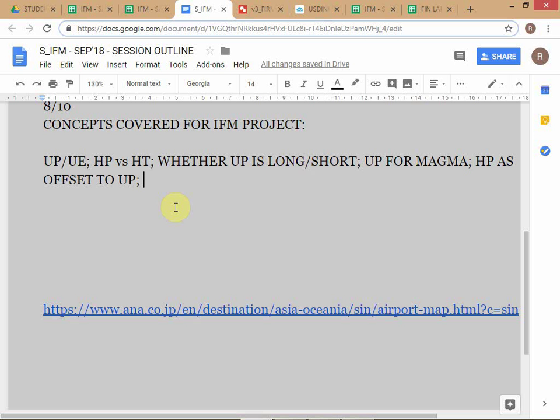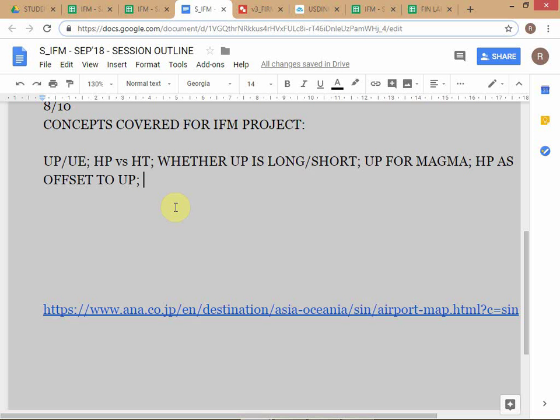Underlying position or underlying exposure. Okay, this concept has been covered. Then we've also covered hedge position versus hedge transaction. A transaction is a purchase or sale of some base asset and terms asset. But the position is long or short. Is everyone clear? So if I ask you what is the hedge position, don't say purchase or bought. Hedge position versus hedge transaction.